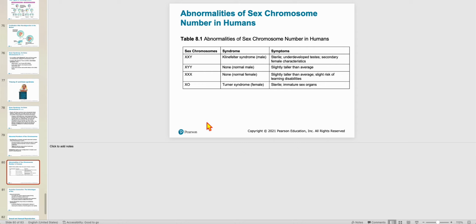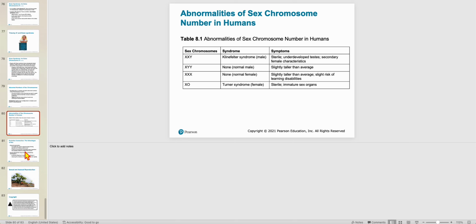So that's Klinefelter's. Then on the bottom one, I have XO. XO is a female, but it has more male characteristics. So sterile again. They are a female, but they have more manly characteristics. They're sterile and have immature sex organs. So do look up Klinefelter's male and what they look like, and look up Turner syndrome female and see what they look like to get a better picture instead of just having a chart.